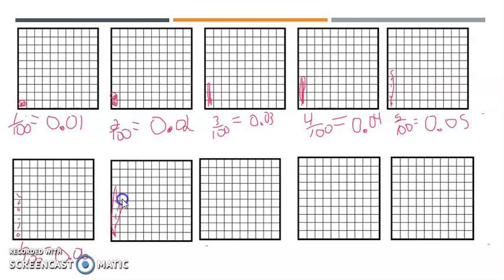Okay, I'm shading 7. My decimal is 0 and 7 hundredths. It is very important, boys and girls, that you are practicing saying these decimals. I would go through every one. I would start up here, 0 and 1 hundredths, 0 and 2 hundredths, and say each one. All right?